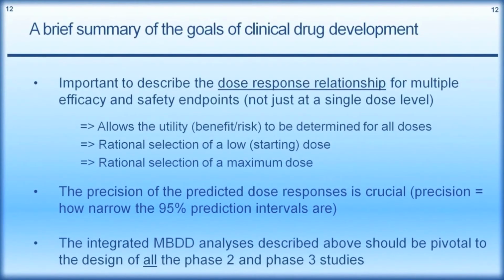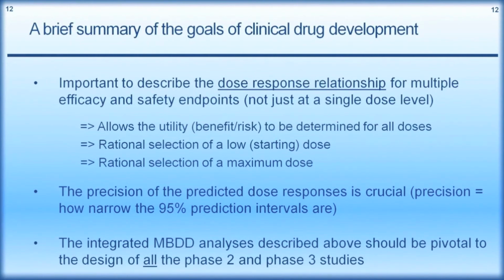So a brief summary of the goals of clinical drug development when we think within a model-based drug development philosophy: it's important to describe the dose-response relationships for multiple efficacy and multiple safety endpoints, not just a single dose level. This allows the utility, so the benefit risk, to be determined across the dose range. This allows a rational selection of a low or starting dose and the rational selection of a maximum dose, allowing the physicians to have a range of doses that they can reasonably prescribe.